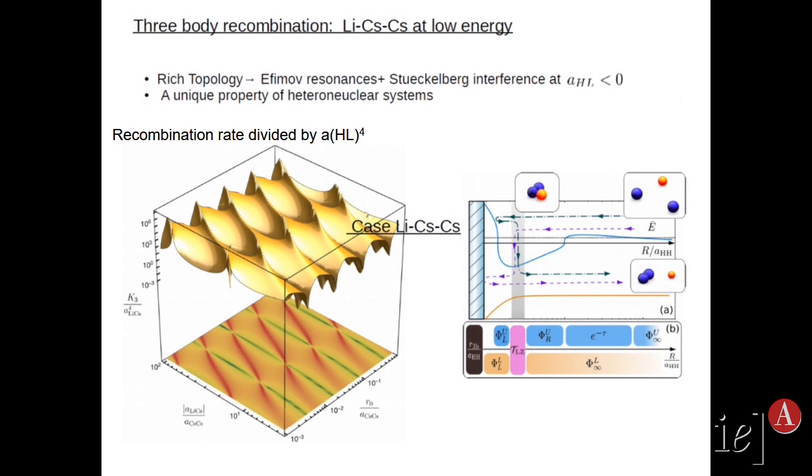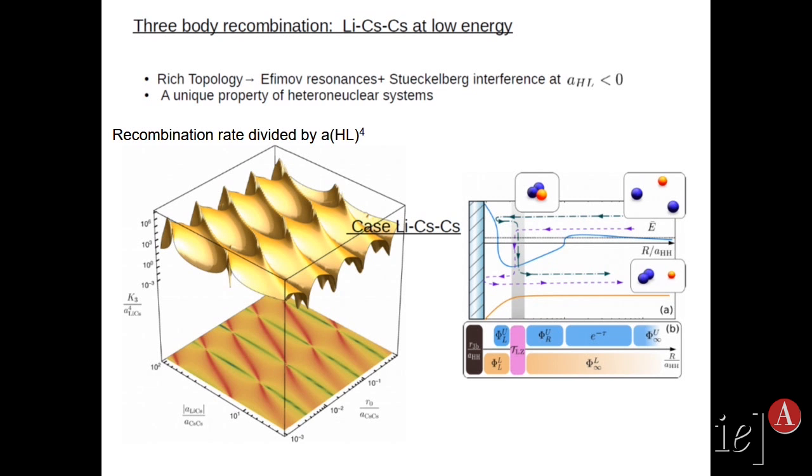And the most interesting thing, I think, is figures like this, which show the whole topology on the negative scattering length side for lithium-cesium as a function of this coordinate, divided by the positive scattering length for cesium. And this R0 is something like the three-body parameter divided by the heavy scattering length. Now on this, what is interesting and has changed from the homonuclear case, where you either had resonances or you had Stueckelberg minima, is that now they are both intertwined in what to me is a very interesting way.